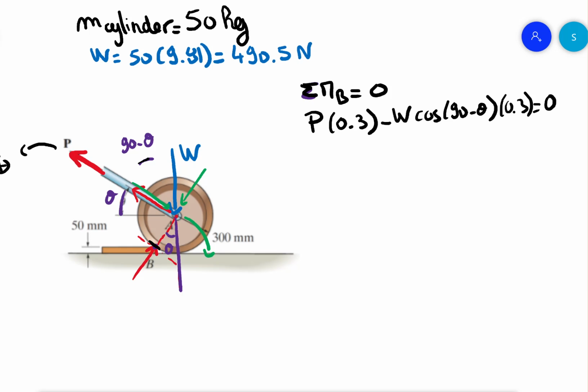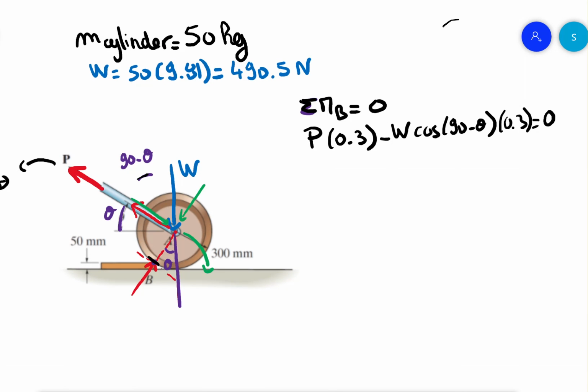Okay, and if you do your little, cosine of 90 minus theta is equal to sine theta. So we have P times 0.3 minus W sine theta equal to 0. Okay, so we have this first relation that we found. We need another equation, because we don't know theta and we don't know P, right?